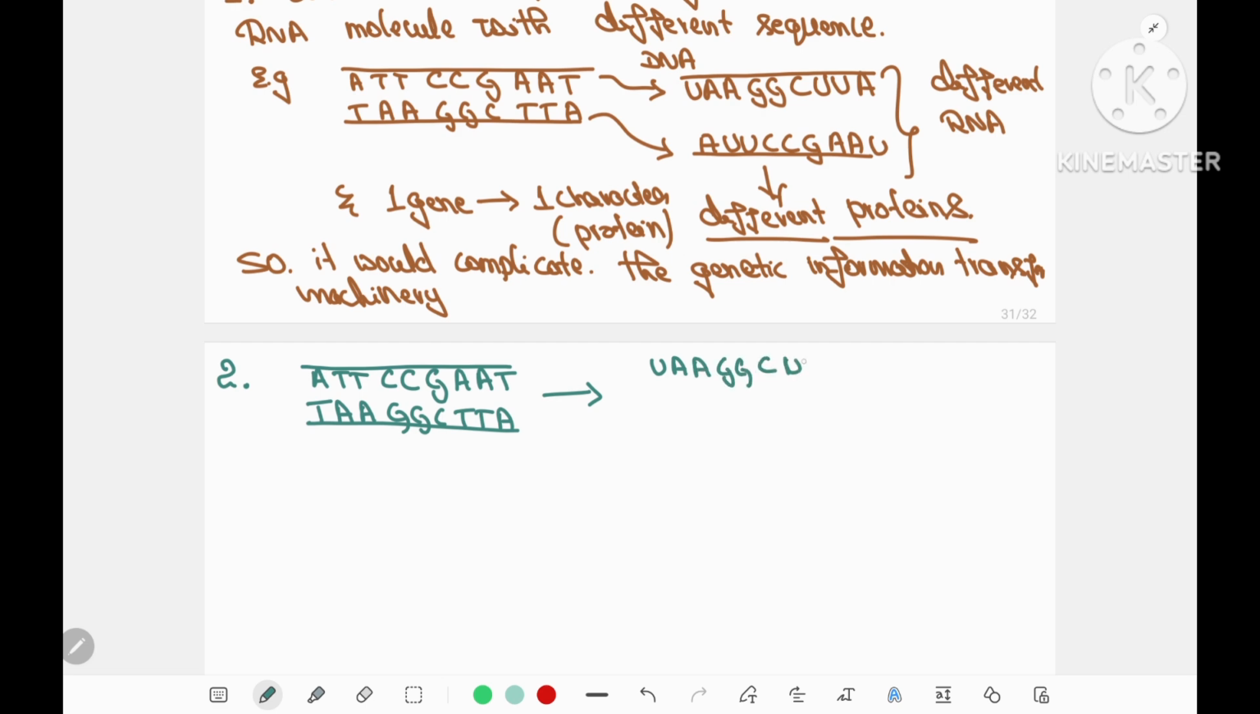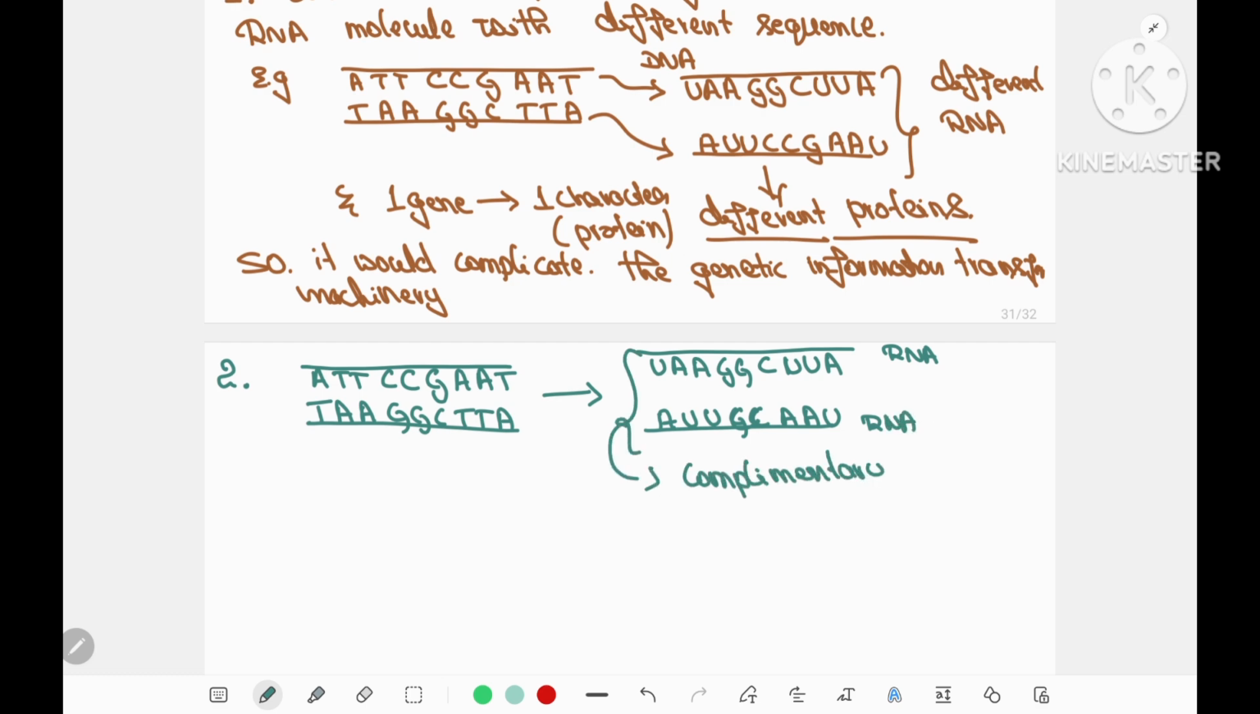Second reason, here I have written one DNA segment, as we wrote earlier also. If both the strands act as a template, there is production of two RNA molecules. If you observe clearly, these two RNA molecules produced from both the templates will be complementary to each other. That is, uracil is complementary to adenine and guanine is complementary to cytosine. Of course, if the complementary strands stay together, definitely they will form a double strand.